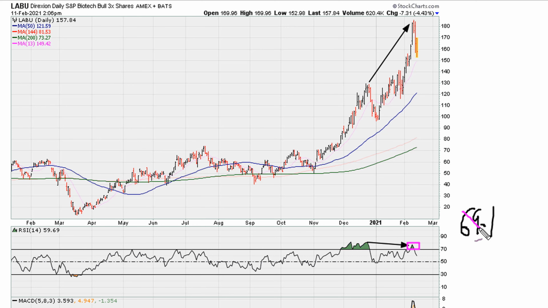uniform activity rejection. And these types of setups can actually bring an end to a big run. But remember, we've discussed this line here. This line would have to be broken to the downside before we can see the invitation of a massive plunge.